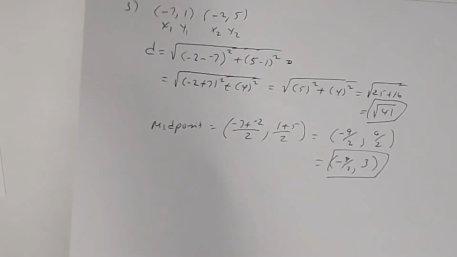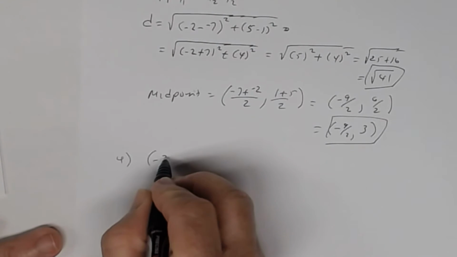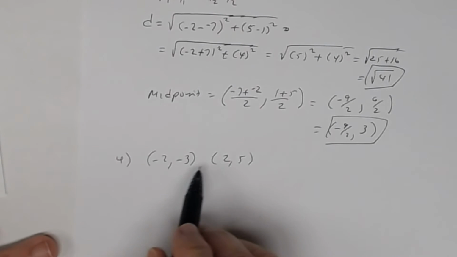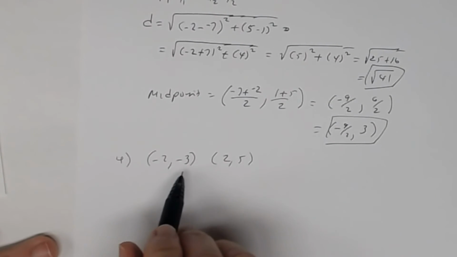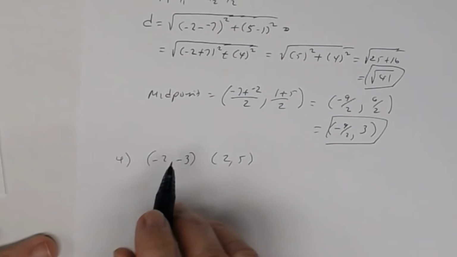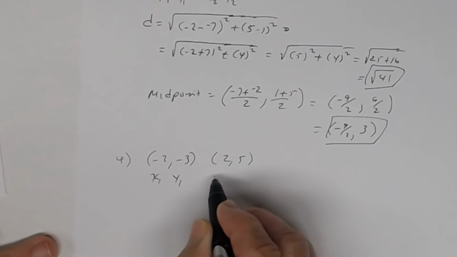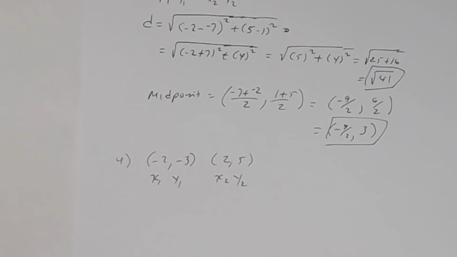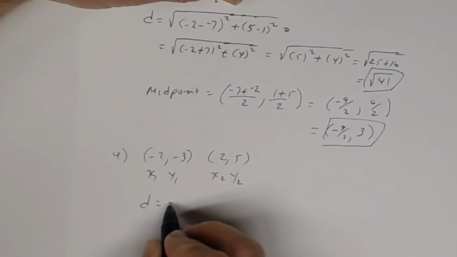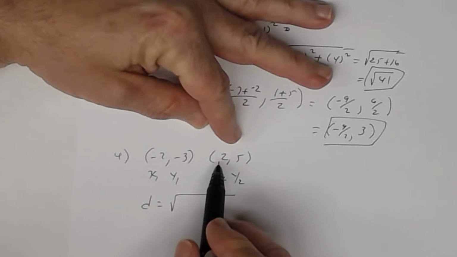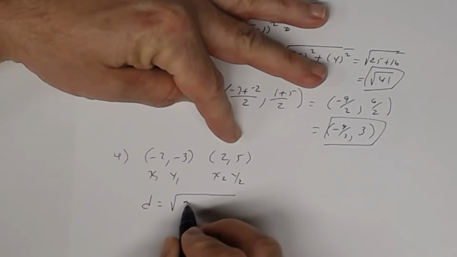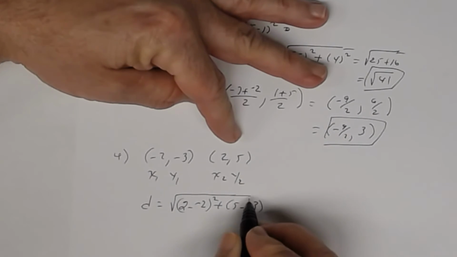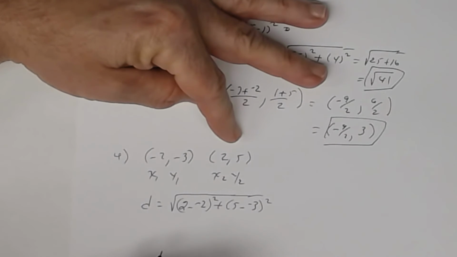All right, and then number 4, the last one, we have negative 2, negative 3, and the other point is 2, 5. So I want to find the distance between those 2 points, and I'll find the midpoint of the segment whose endpoints are those 2 points. So let's label these x1, y1, x2, y2. Okay, and so when I use the distance formula, I get distance equals the square root of, let's go ahead and subtract the x coordinates. So I have 2 subtract a negative 2, in parentheses squared, plus, and then 5 subtract a negative 3 squared.